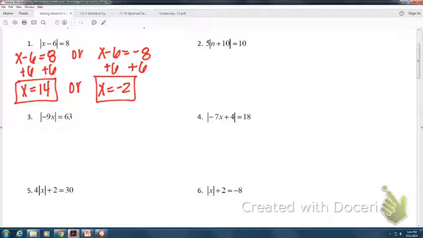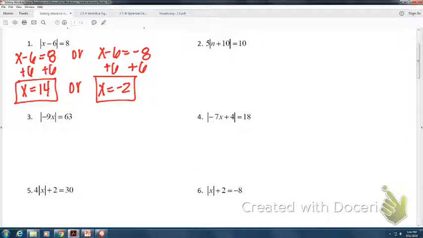Yes? Can you put the negative over the absolute value function? So it would be negative x plus 6 equals 7? What do you mean? I'm not following. Like, instead of having x minus 6 equals negative 8, negative x plus 6 equals 8. You could, but for how I'm going to teach it, we're going to do it this way.